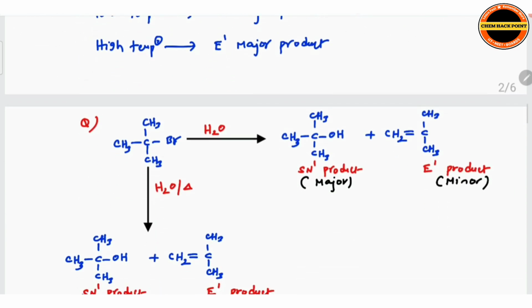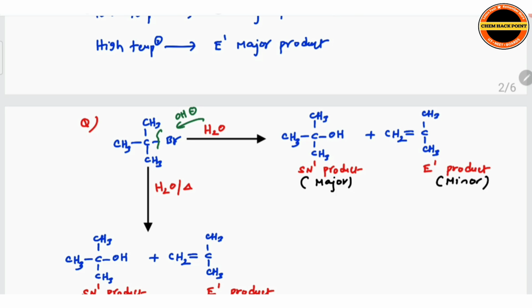For example, see here. Here there is a hydrolysis reaction, where the solvent reagent is commonly used for SN1 or E1. H2O in both the cases I gave, but where can you see the difference? Along with H2O, heating is given here; here no heating is given. In such cases, first what we do is the breaking of the bond and a carbocation forms. Then OH minus, that is the nucleophile, attacks. So SN1 is the major product here because low temperature gives the SN1 product.